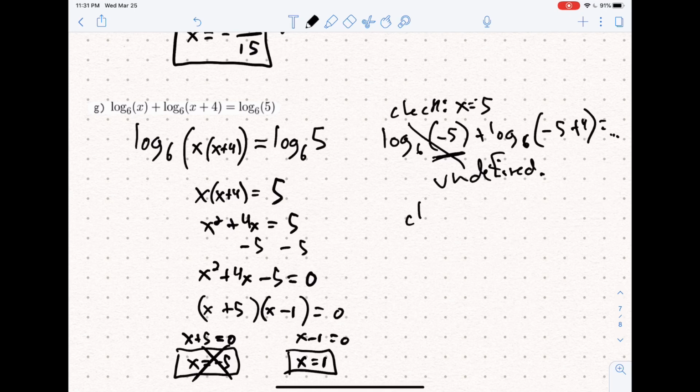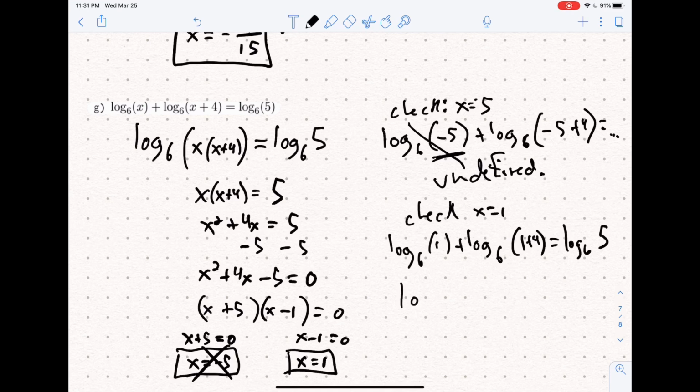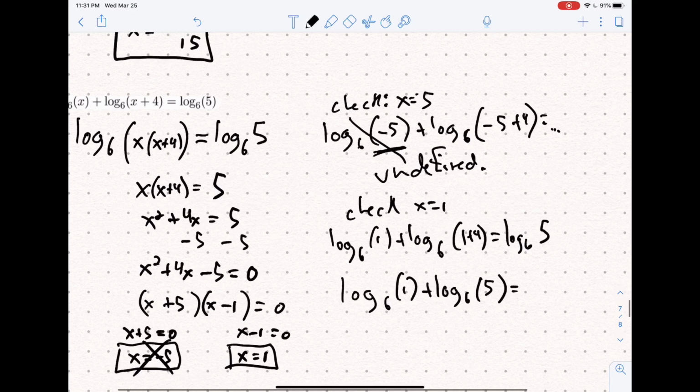Now let's check the other one. Let's check x equal 1. So here we have the log in base 6 of 1 plus the log in base 6 of 1 plus 4 is equal to the log in base 6 of 5. So this is the log in base 6 of 1 plus the log in base 6 of 5 is equal to the log in base 6 of 5.